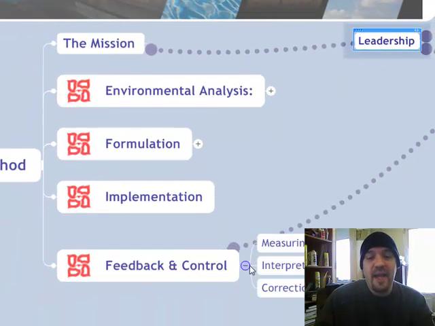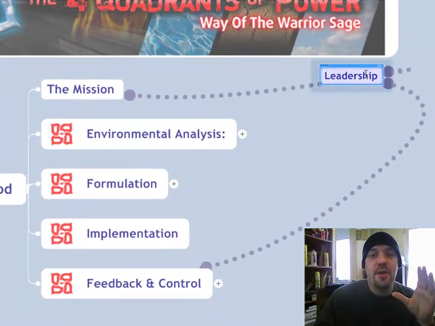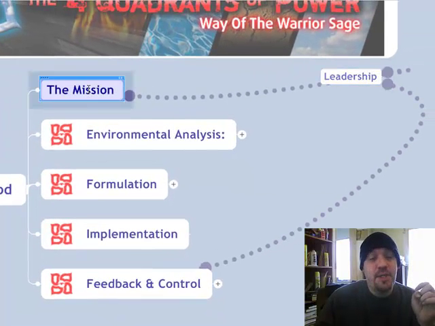So we're going to take the results and the interpretation of those results. We're going to make corrections based on that, and that all goes back to the leadership, who in turn might need to change the mission. So it's this flow, this process. It's really a Sun Tzu flow, a Sun Tzu process.